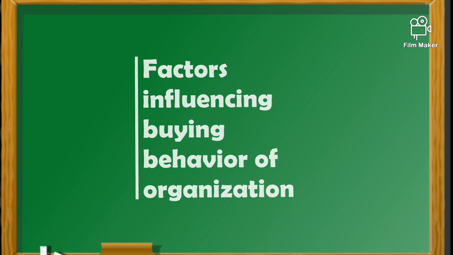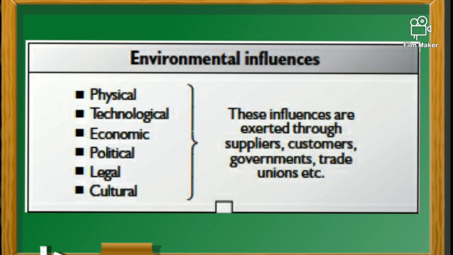organization. The first variable is environmental variables, or environmental influences. It includes all physical, technological, economic, political, legal, and cultural factors. These influences are exerted through suppliers, customers, governments, and trade unions, etc. Some of these factors are uncontrollable, and these factors also influence your buying decisions, right?